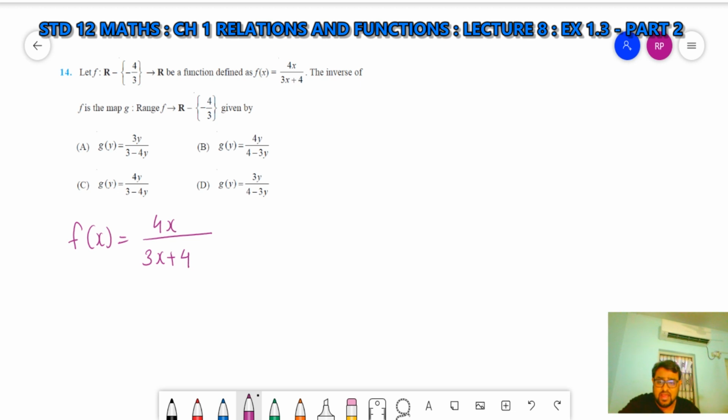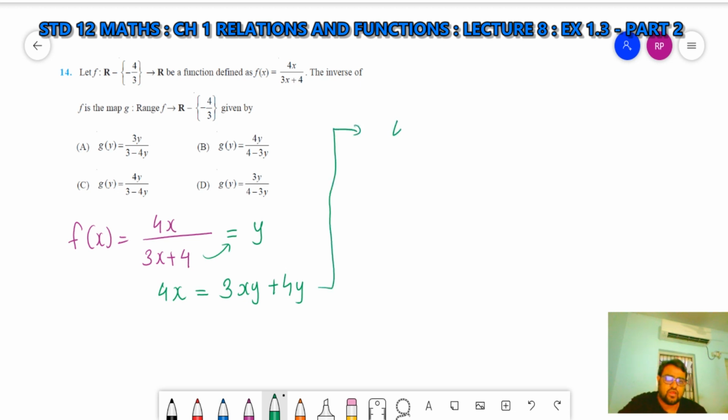So what I will do, I will take this as y. So 4x is equal to, multiply it, 3xy plus 4y. So now 4x minus 3xy, this implies 4x minus 3xy is equal to 4y. Now what I can take common? I can take common x. x times (4 minus 3y) is equal to 4y.